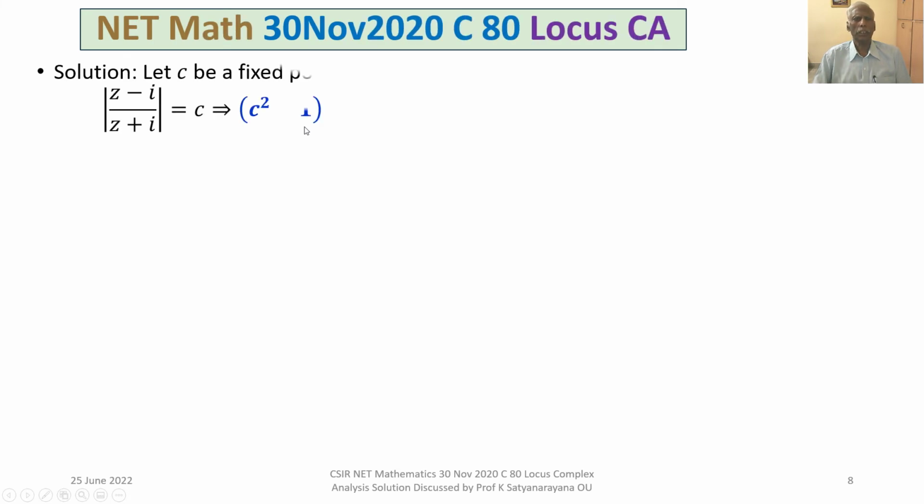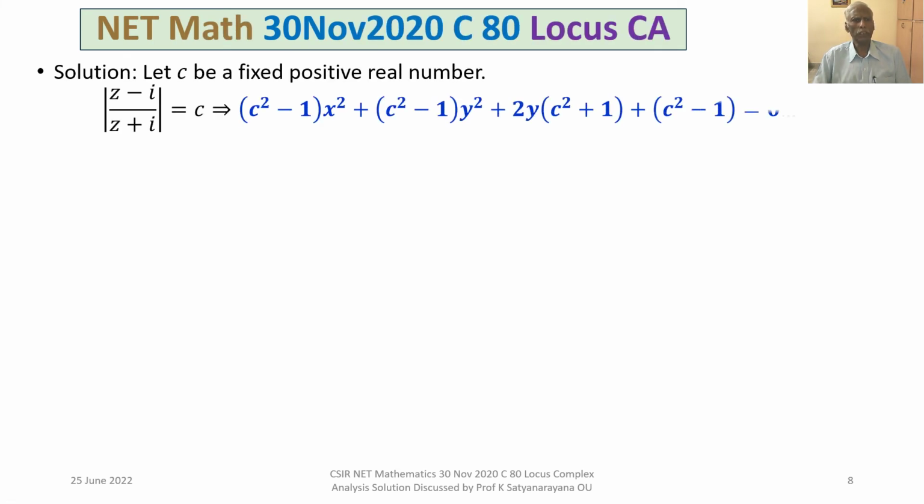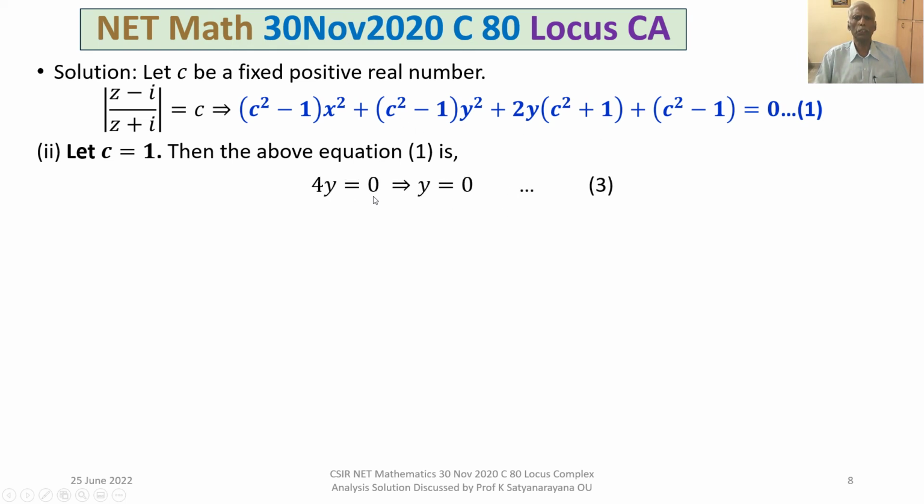We consider the second case. Let C is equal to 1. When C is equal to 1, C square minus 1 is equal to 0, then the above equation becomes 4y is equal to 0. C is 1, C square plus 1 is 2, and 2 times 2y is 4y, equal to 0. This will imply y is equal to 0. y equal to 0 means it is the x-axis, that is the real axis. Thus, the locus of Z is the real axis.